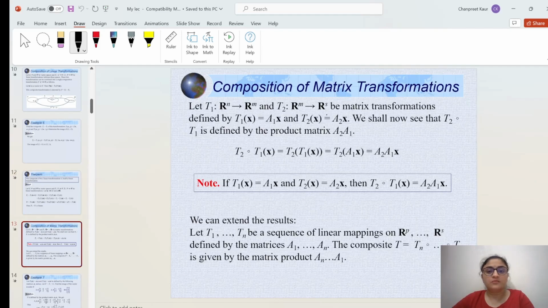In a similar way, the composition of two matrix transformations is again a matrix transformation. So T2 composed with T1 at x will be T2 applied to T1x. T1x is replaced by A1x, where A1 is the matrix representation for T1, pardon me, and A2 is the matrix representation for T2. So it is a simple exercise to see that the composition of two matrix transformations again results in a matrix transformation.